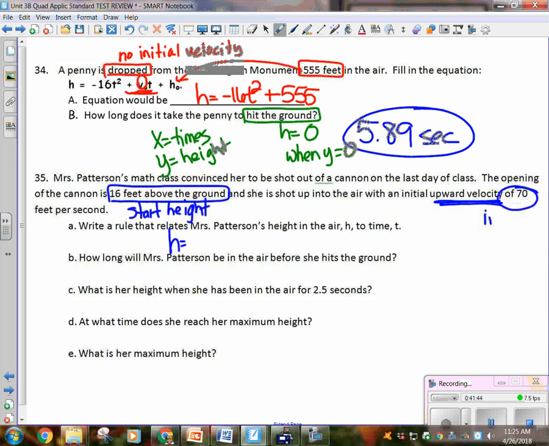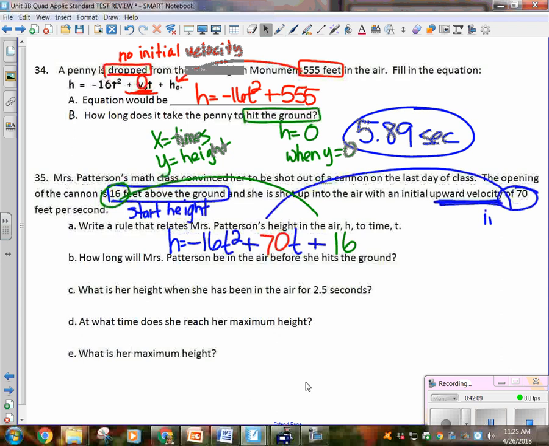Okay, remember how we said you will not have to worry about gravity? Well, we're going to remember we've used negative 16 for gravity a lot. So we should know that by now, negative 16 t squared plus she shot out of the cannon at 70 feet per second, so 70, and that's going to have a t on it, plus, and then she was 16 feet off the ground, so it's going to be plus 16. Remember, those numbers have to be in there. How long would Miss Patterson be in the air before she hits the ground?